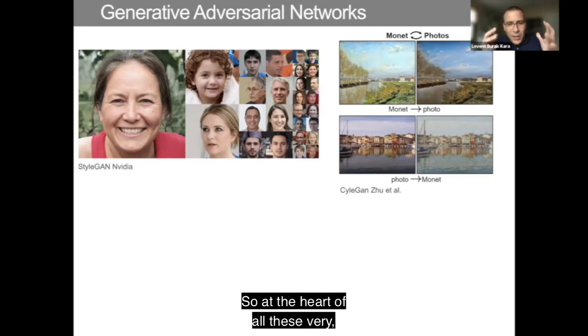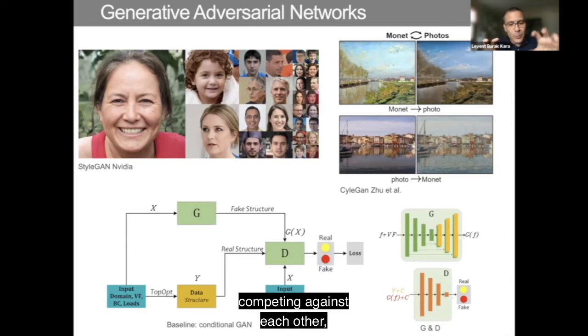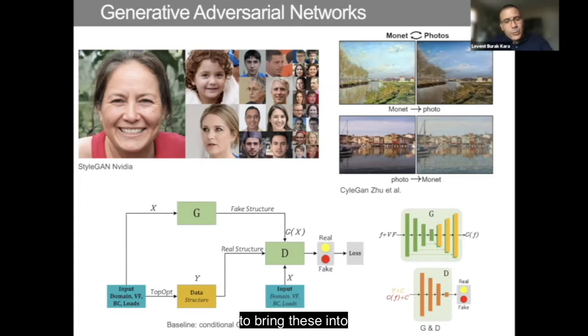So at the heart of all these very, very impressive methods is a neural approach, a neural network approach, and specifically a generative adversarial network. It's a very interesting concept in which there are two neural networks that are competing against each other, a generator and a discriminator, and you're training them jointly in order to create a very strong generator, which is denoted as G. And we have been inspired by these advances to bring these into the space of engineering design.